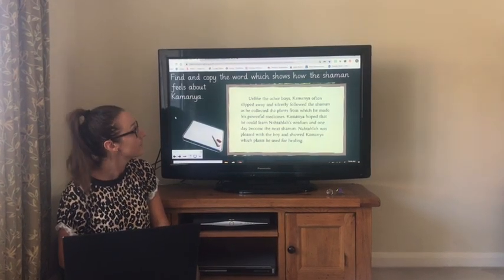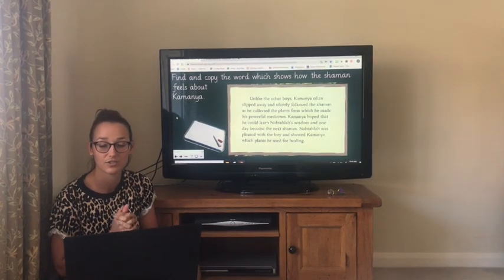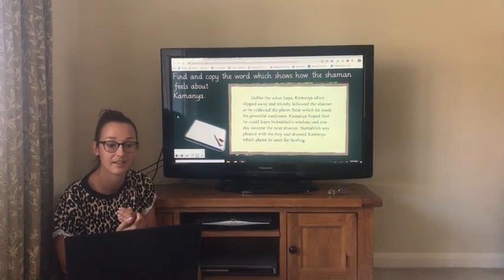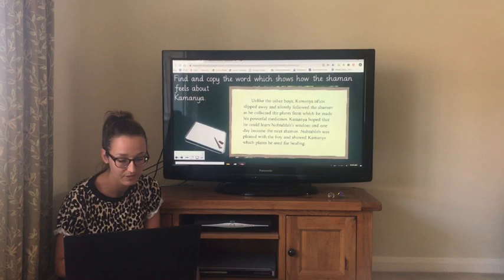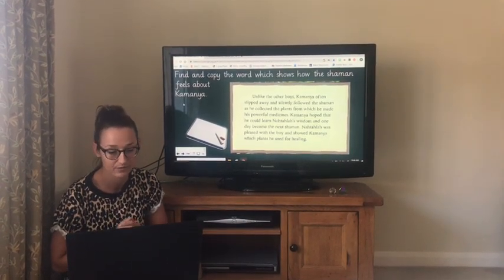Okay, so we had a go at this before and we looked at this piece of text already, but this time we want to find and copy a word which shows how the shaman feels about Kamanya. So how does he feel, the medicine man, about the little boy? So I'm just going to read it through to you again, and then I want you to have a think about which one word shows how he feels.